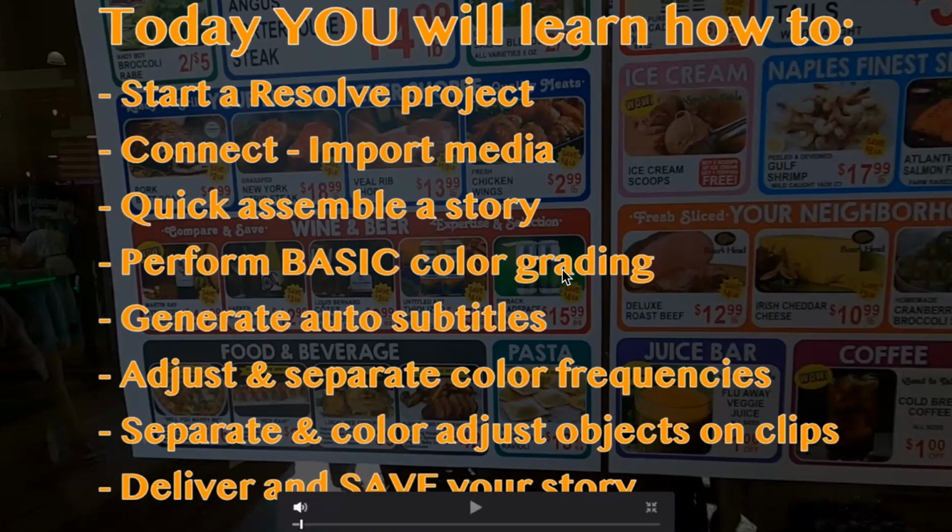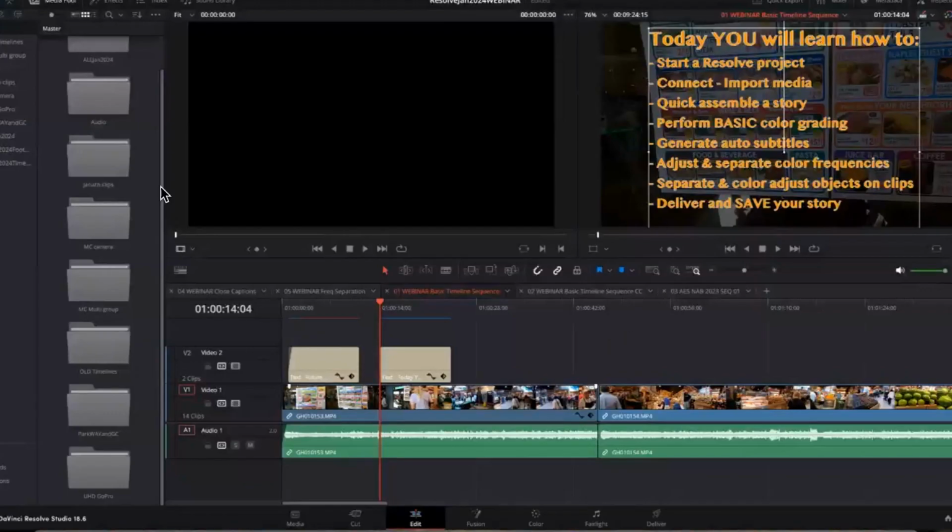This scenario that I have set up is a webinar that is going to do basic grading. We're going to do the auto subtitles, which is a cool thing in version 18. Adjust separate color frequencies, so we're going to work with different colors. Separate and color just objects on a clip, so we can actually select just an object and deliver and save your story. So that is my intent. With that, let's go back again and show what I have put together.